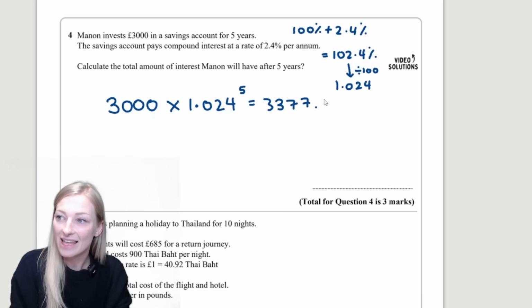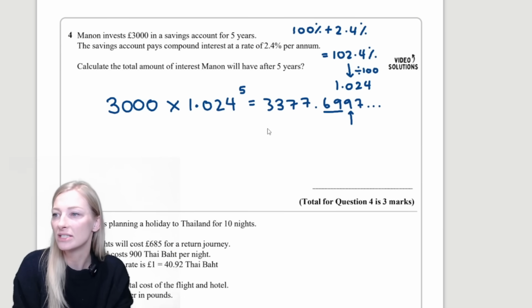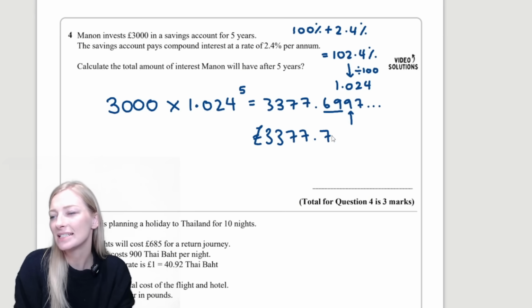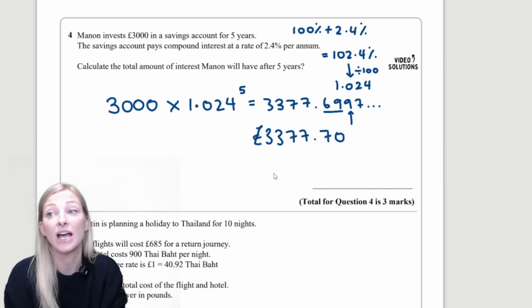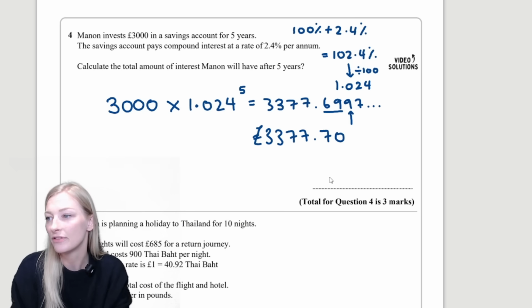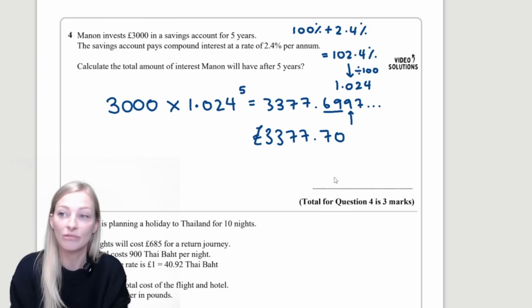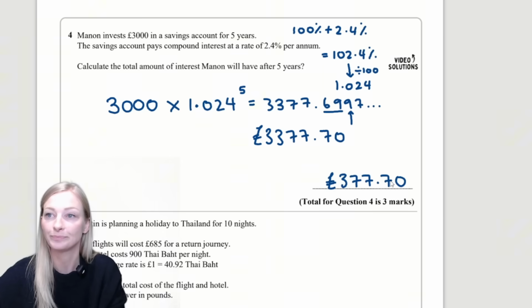£3,377 and then 0.6997. And with money, what we want to do is make sure we round it to 2 decimal places. However, this 9 rounds up, so it's going to become 70. So this is £3,377 and 70 pence. However, this question did not say how much money does she have in the bank. It says calculate the total amount of interest. So for our final answer here, for full marks, we did need to then take the 3,000 away. And that leaves us with £377 and 70 pence there.